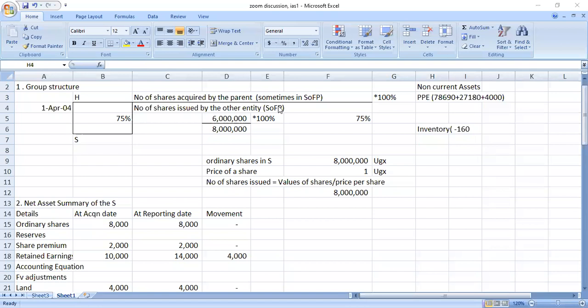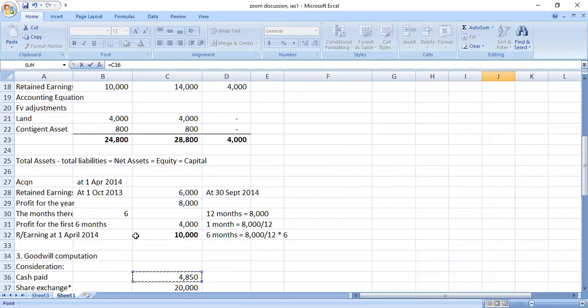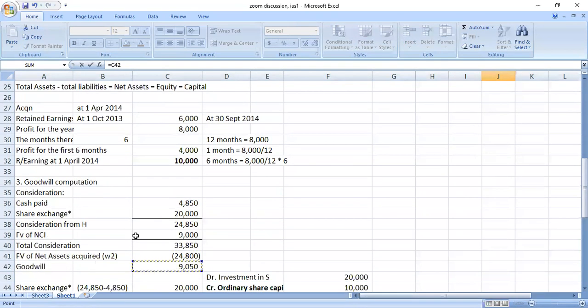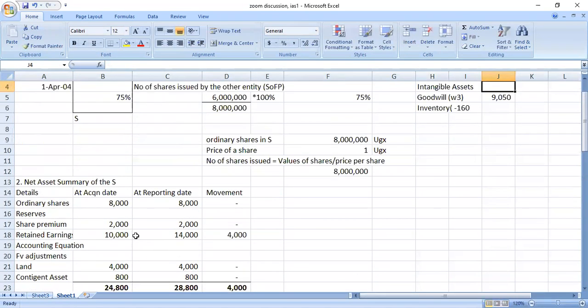Okay. Investment in a parent, we saw it is 4,800. So the investment disappears and it's replaced by the goodwill that you got. Yeah. So intangible assets. Then you have goodwill. It was working number 3. The figure was 9,050.